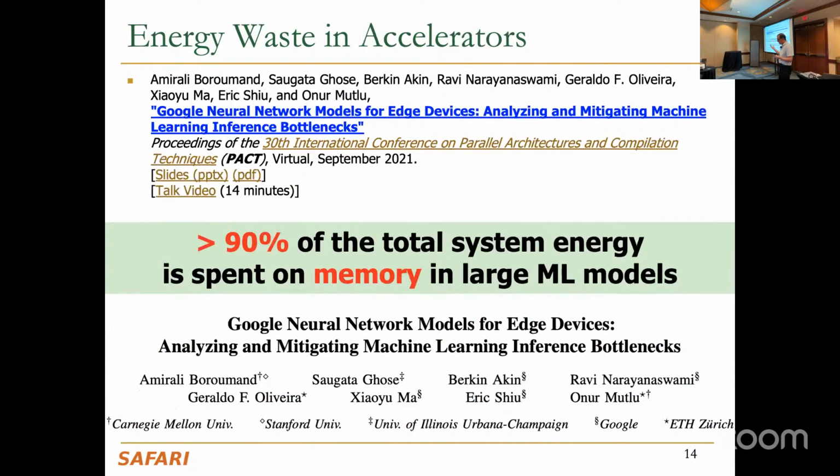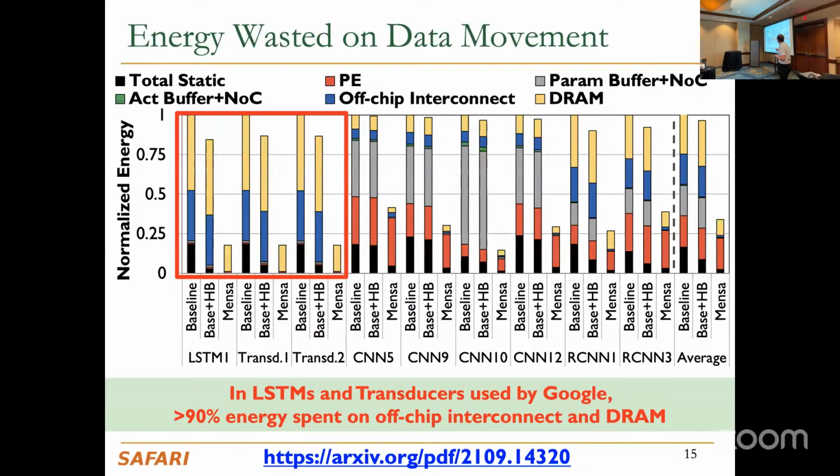And on the machine learning models that are large, even on edge TPU, for example, edge machine learning accelerators, you get more than 90% of the total system energy spent on memory. This is just one example. These are not the largest machine learning models, but LSTMs and transducers. You see that most of the energy is really in the off-chip interconnect plus DRAM. And pushing the computation near memory reduces both of those energies significantly.